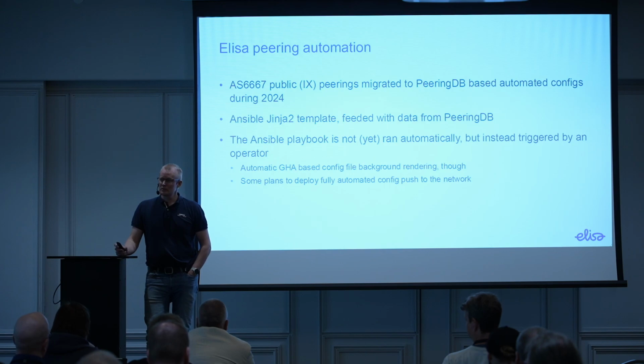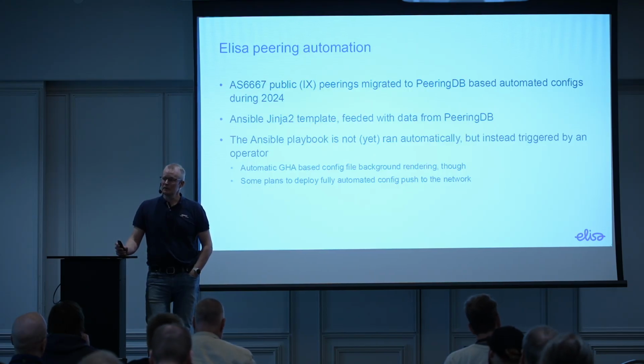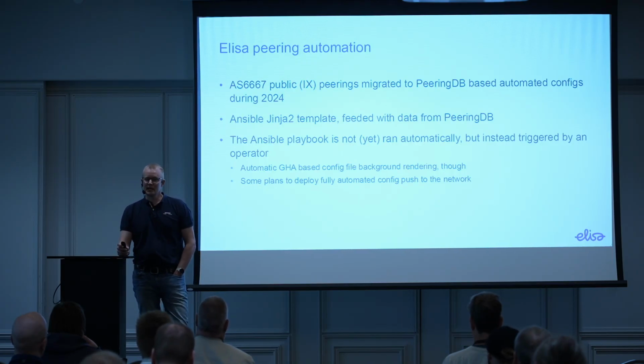And during the migration, luckily, most of the networks have their PeeringDB entries up to date. And for those that didn't, some of those were directly contacted. Some of them were lost in transit. So the implication of this migration is that whoever wants to peer with AS6667 needs to have their PeeringDB entries up to date, because otherwise the configuration will not be generated.